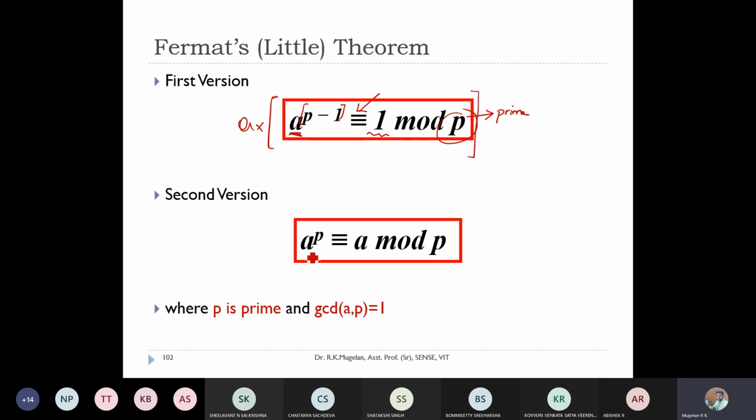Second version is nothing but, if you multiply a on both sides, you'll get this one. That is, any integer a raised to the power p, which is a prime number, will be congruent to a modulo p. Under one condition: the integer which you are going to take and the prime number should both be relatively prime to each other. Relatively prime in the sense the GCD between these two numbers should be 1.